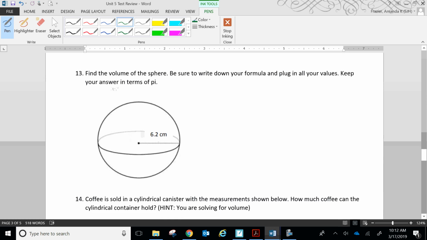Number 13, find the volume of the sphere. Be sure to write down your formula and plug in all your values. Keep your answer in terms of pi. So remember, terms of pi is don't multiply your pi.